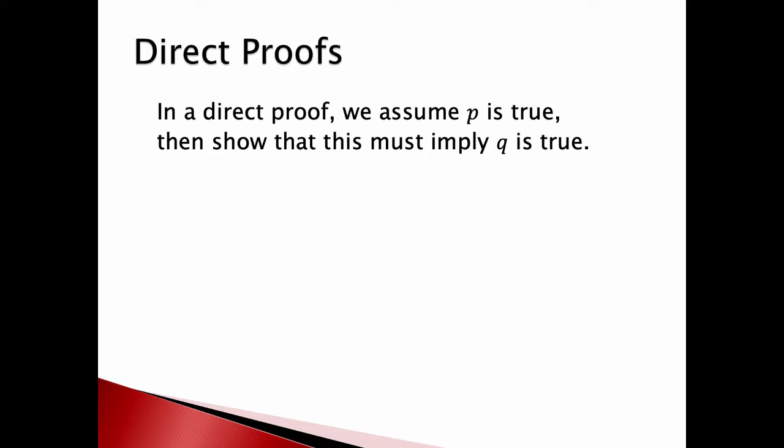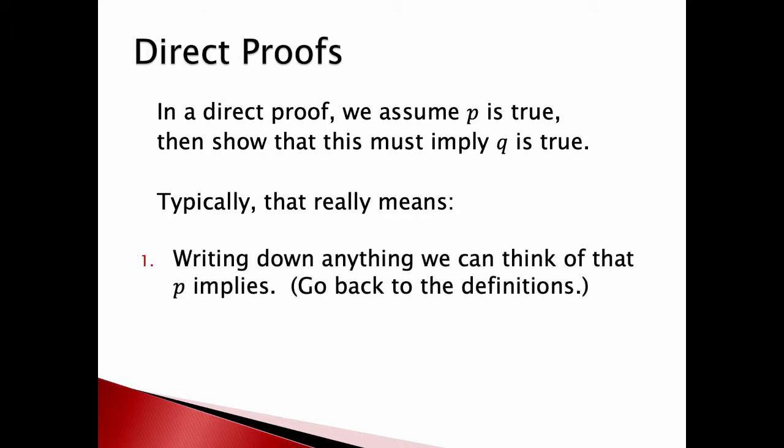We want to prove that P implies Q, right? If P is true, then Q is true. So the easiest way to do that is just to assume that P is true and show that Q has to be true. Okay, so what does that really mean? That really means this. Number one, you go and you write down anything you can think of that P implies. So if we assume that P is true, then what does that tell us? What do I know about that?